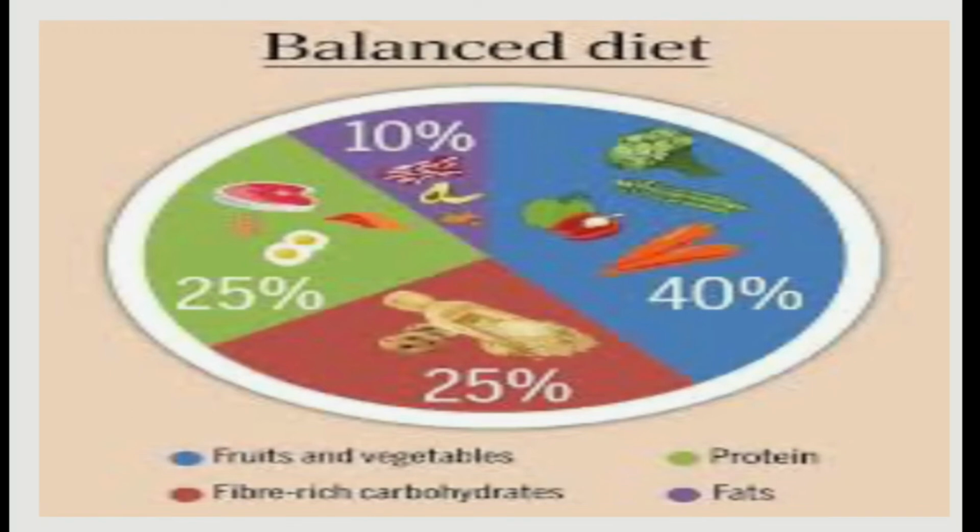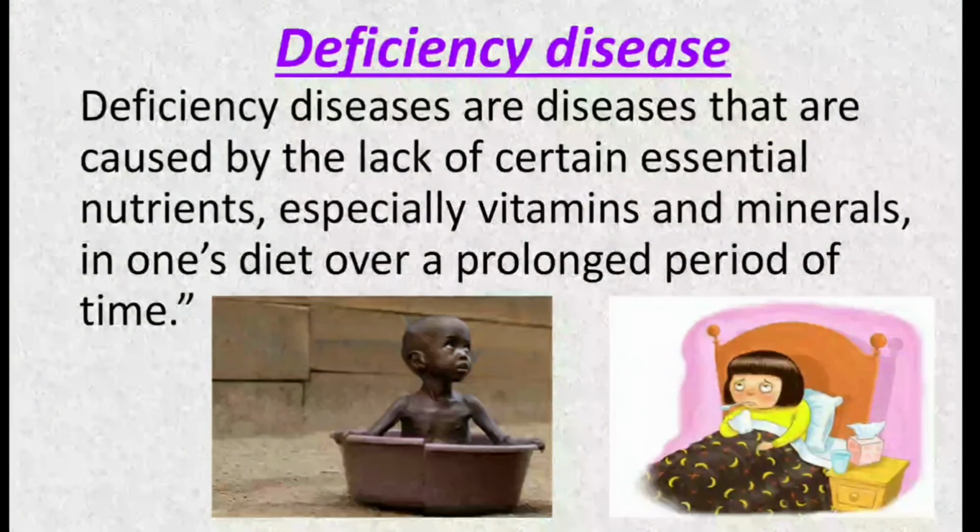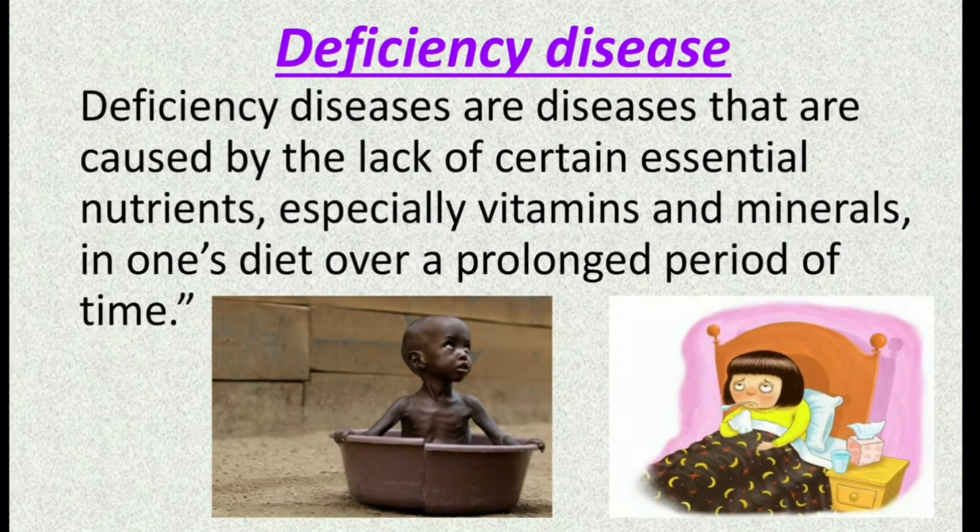So the balanced food gives us a balanced life also, right? Balanced life means healthy life. So let's talk about the deficiency diseases. If we do not take good food, what will happen? Deficiency diseases are diseases caused by the lack of certain essential nutrients, that we had a discussion about, especially vitamins and minerals, in one's diet over a prolonged period of time.